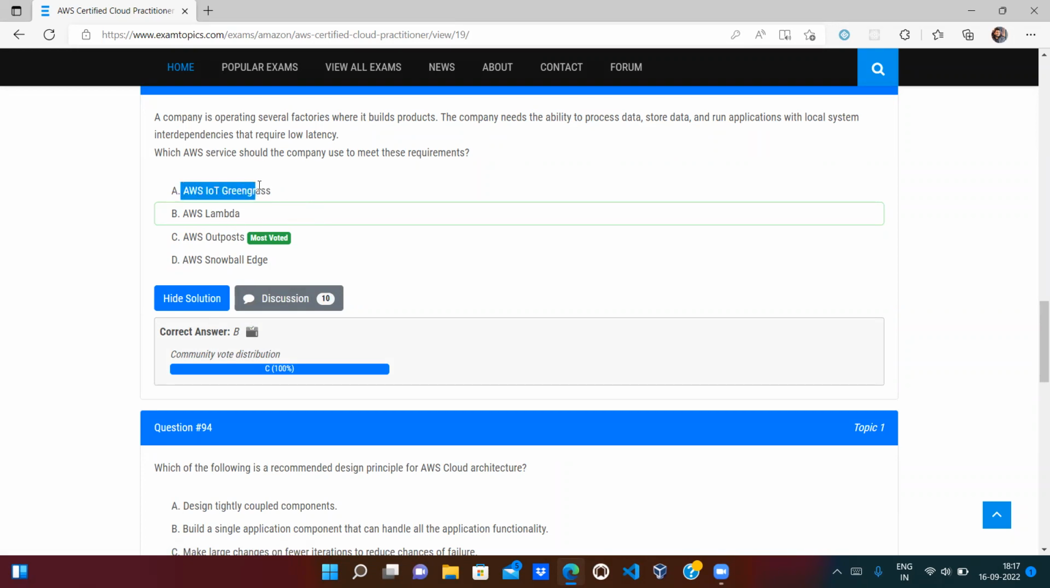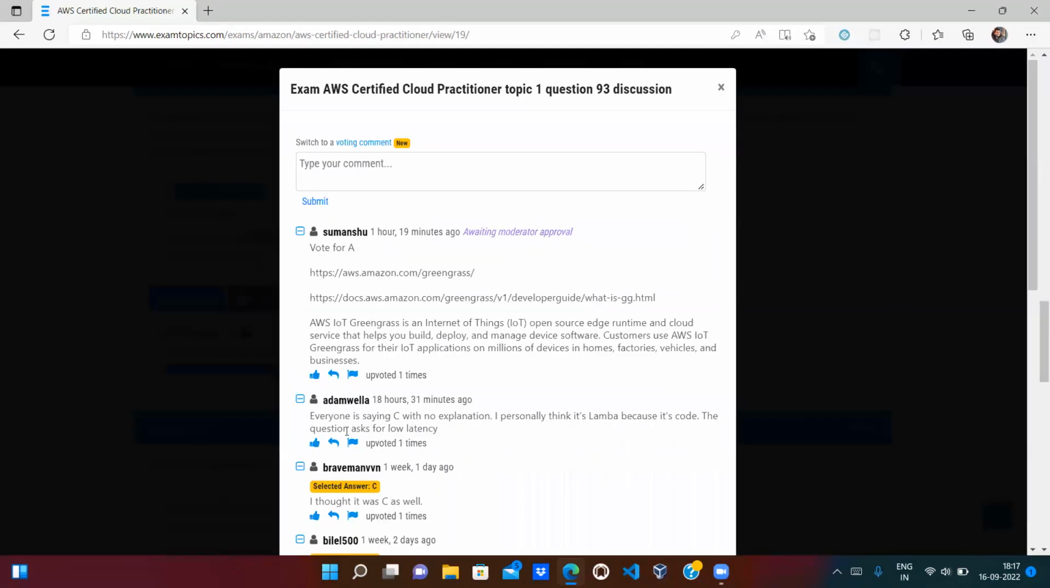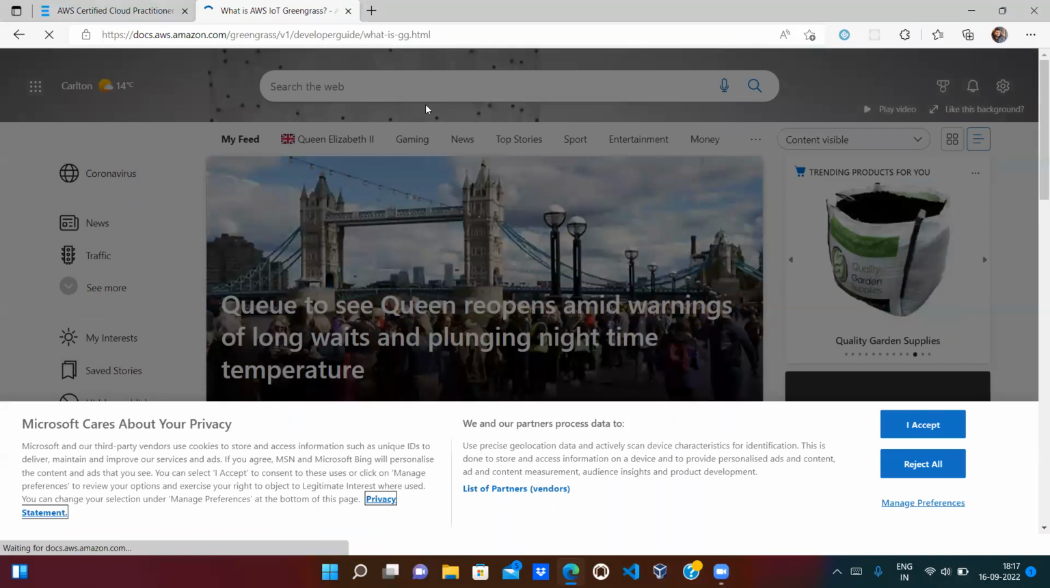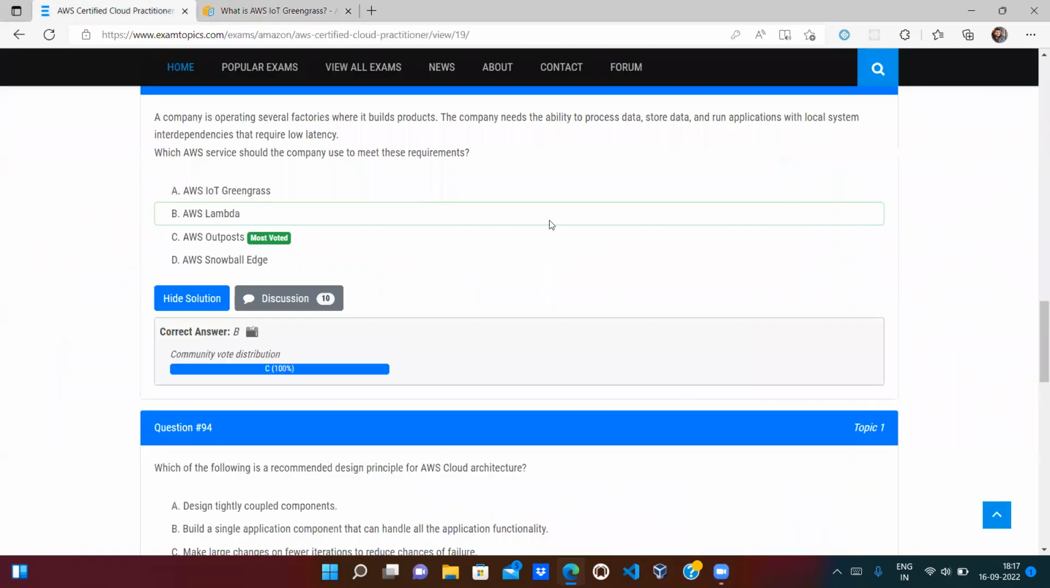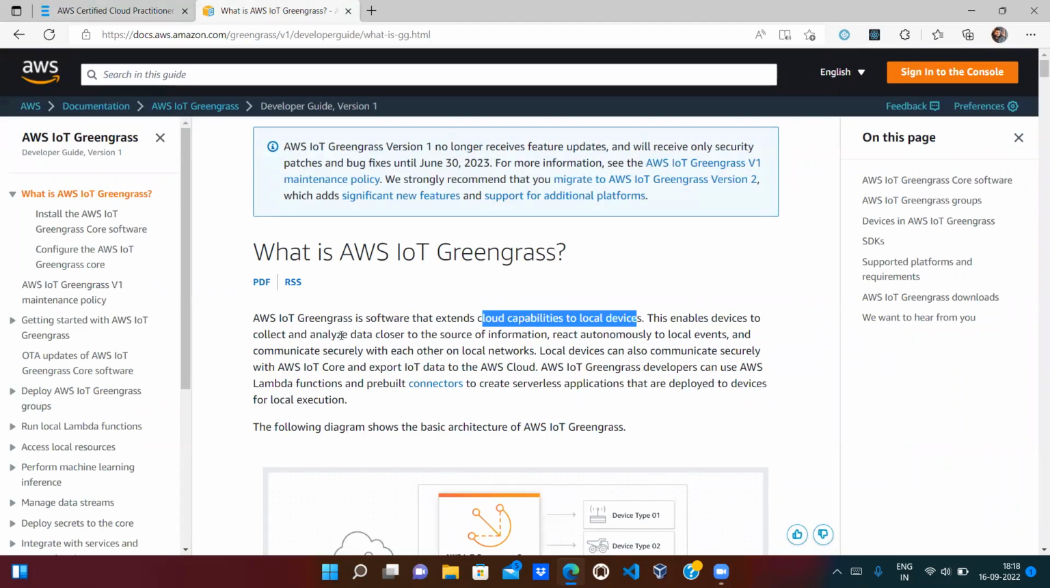But for me, it looks like A, AWS IoT Greengrass. Most of the people say C. But if we go to the documentation of IoT Greengrass, IoT Greengrass is software that extends cloud capability to the local devices. And the same thing we want: to run the application on the local system. This enables devices to collect and analyze the data.